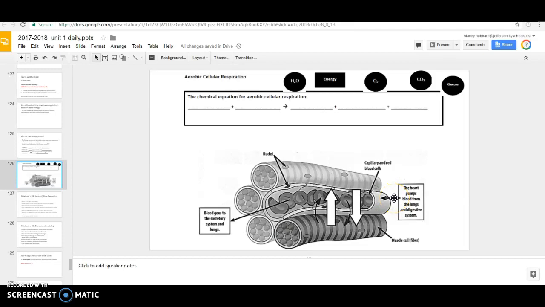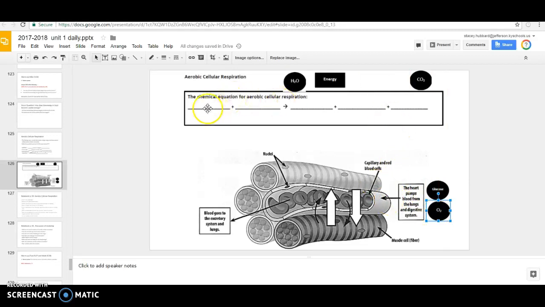So what is the start of the equation? What are our reactants? What did we say we were starting with over here? Which two tiles are coming to the cells? Hopefully you've figured out it's the glucose, or the food. And then also we said we're breathing in oxygen, so they're coming in over here, coming into the cell.